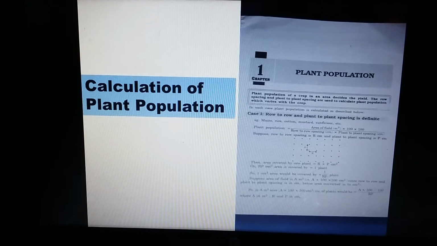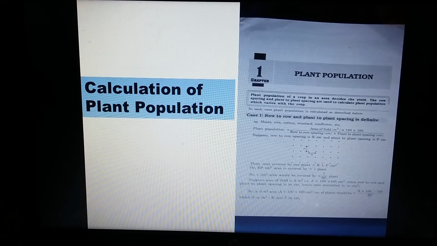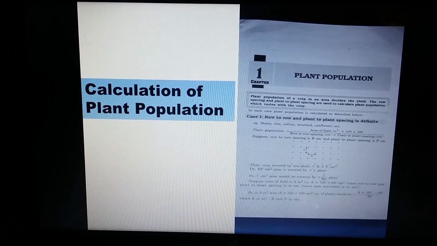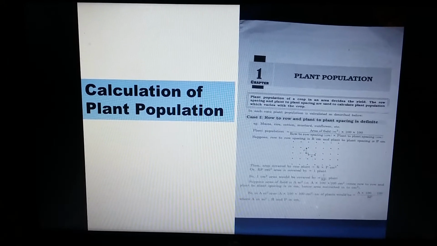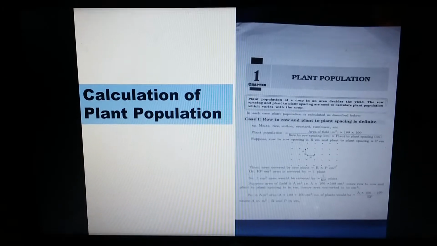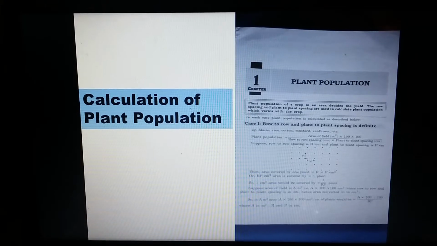The row spacing and plant to plant spacing are used to calculate the plant population, which varies with the crop. That means with the crop rice, cotton, mustard, sunflower, etc. So the formula of plant population is A divided by R into P. That means area divided by row to row spacing into plant to plant spacing.